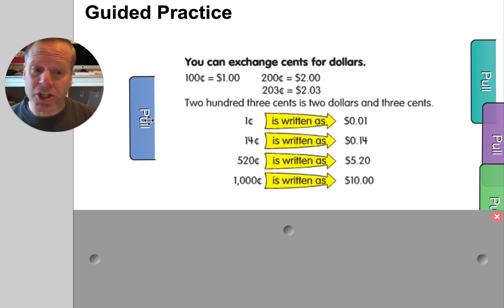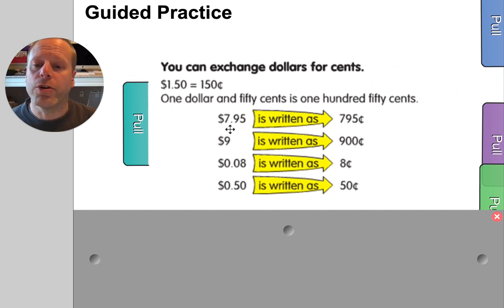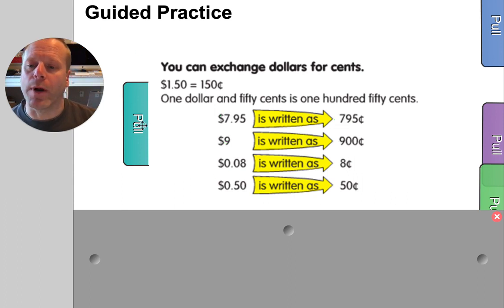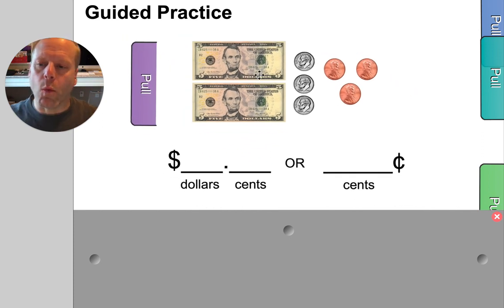Now, if you can change cents into dollars, you can do the opposite too, can't you? You could change dollars into hundreds of cents. You could change $7, right, here's my $7, into 700 cents. You could change $9 into 900 cents. Okay? All right, now that I've talked about all that, let's see it work.